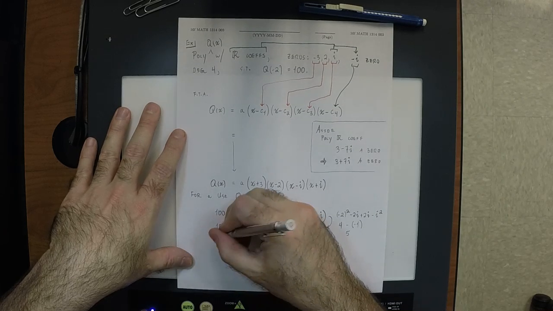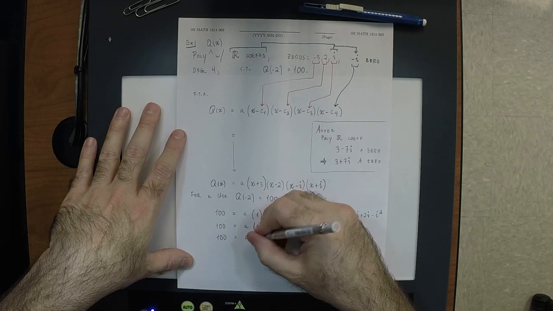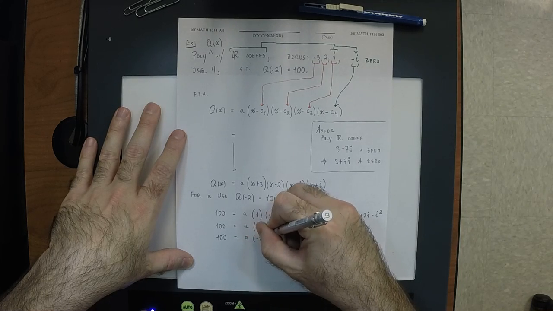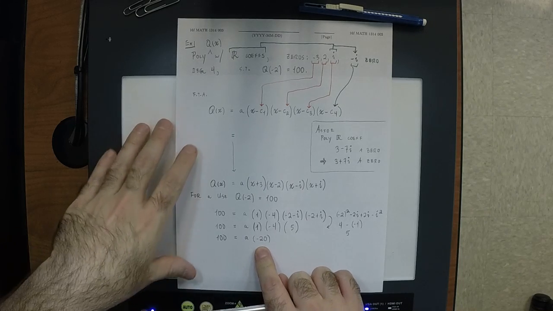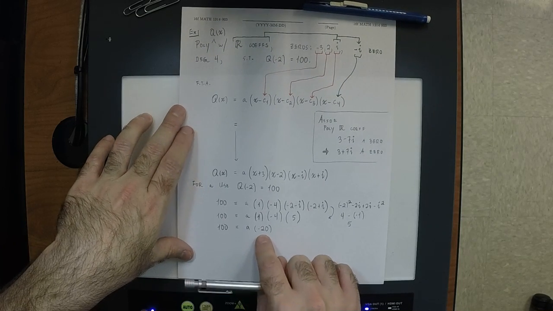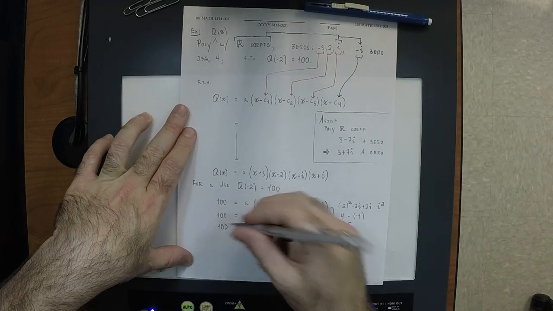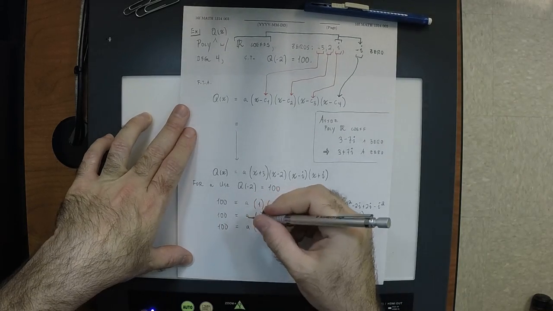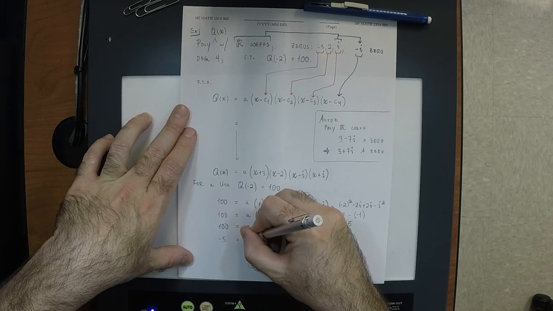Okay, so then 100 is A multiplied by negative 20. Didn't we have negative 20 on the last one? Wow. Yeah. That's interesting. That's just a coincidence. It's not always going to be negative 20. Okay, so then if we divide both sides by negative 20, what? Negative 5 is A.